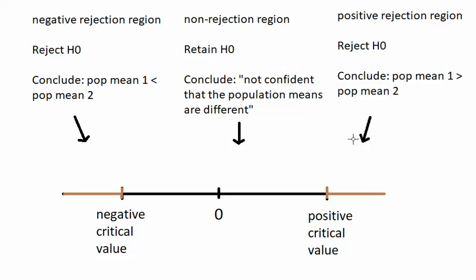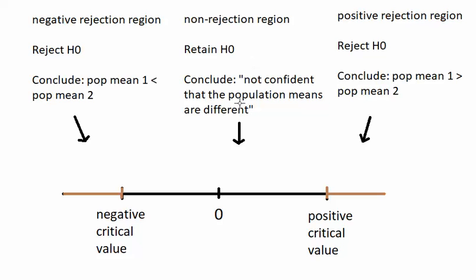If the t-score is in the positive rejection region, you reject the null hypothesis and you make the opposite conclusion. You confidently conclude that the mean of population 1 is higher than the mean of population 2. And notice how this is also rejecting the null hypothesis, because if this is your conclusion, you're rejecting the possibility that the population means are equal. You're concluding that there is a difference.